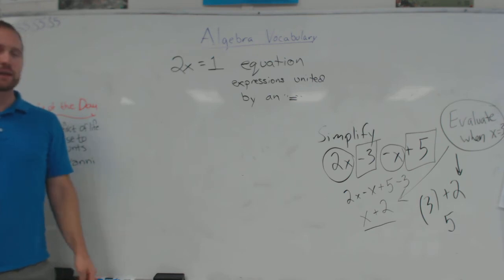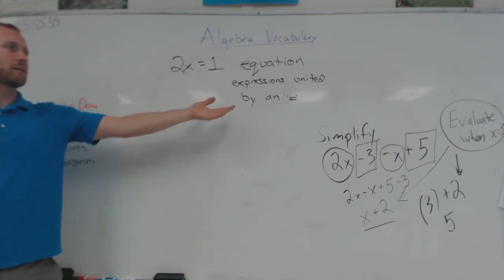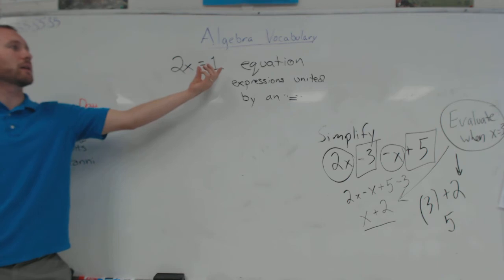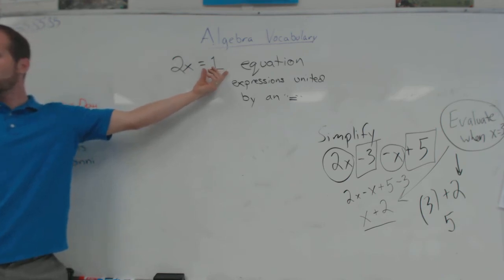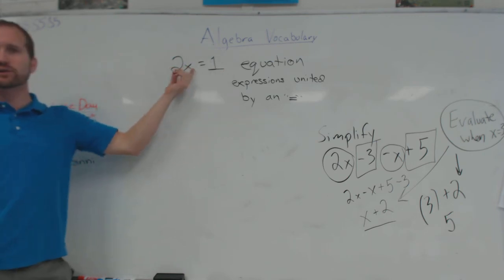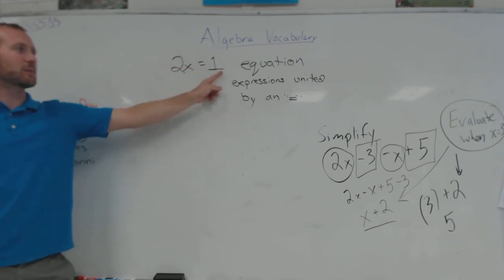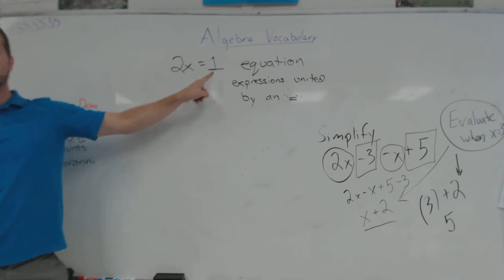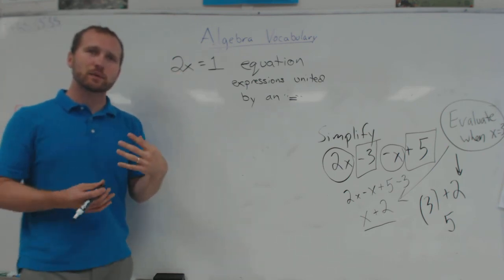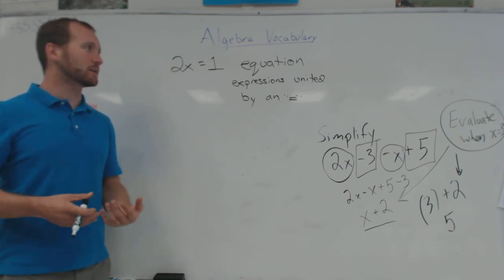So 2x equals 1. That's an equation. It has two expressions in it. This is an expression, and this is an expression. Each of these expressions has one term. This term is a constant. This term has a variable and a coefficient of 2. And so you see, as we build these things up, they all build on each other.